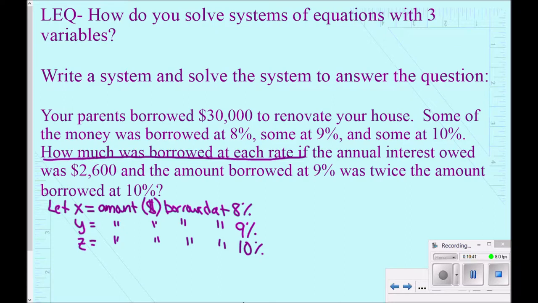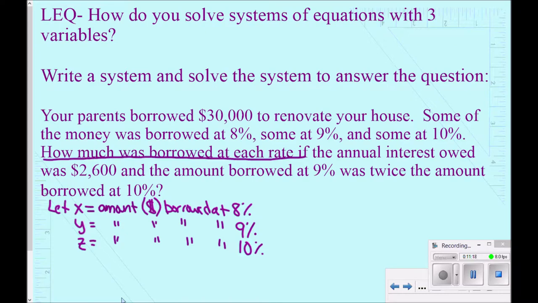So if you know how loans work, or if you don't know, I'm going to explain that. So we're going to borrow some money. So parents are borrowing $30,000. Well, they have to pay that money back, and when they pay it back, they have to pay interest on it. Interest means they're going to pay more than what they borrowed. So if they borrowed a certain amount of money at 8%, they're going to have to figure out the interest that they have to pay for that amount of money that they borrowed. So to do that, they'll take 8% of however much money was borrowed at that rate.